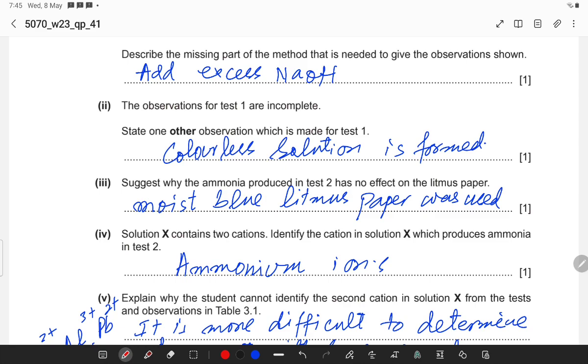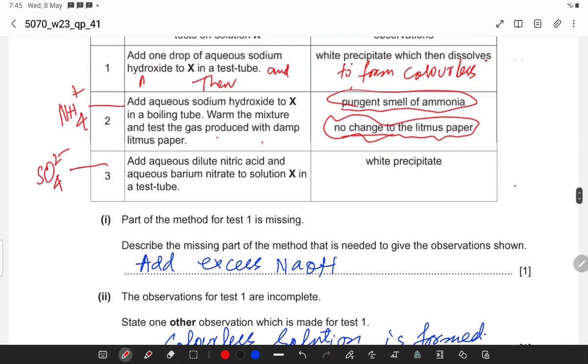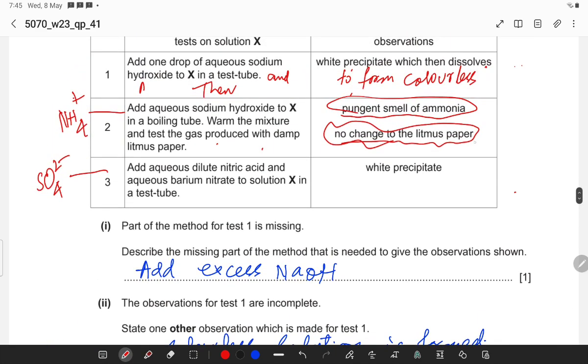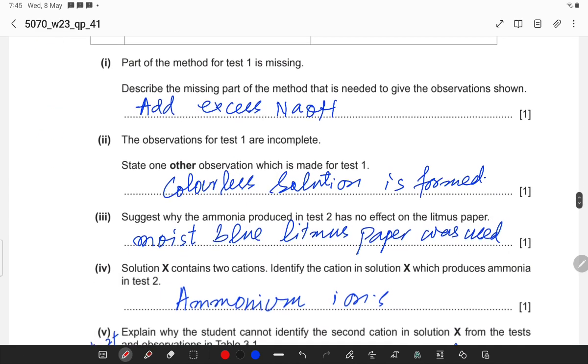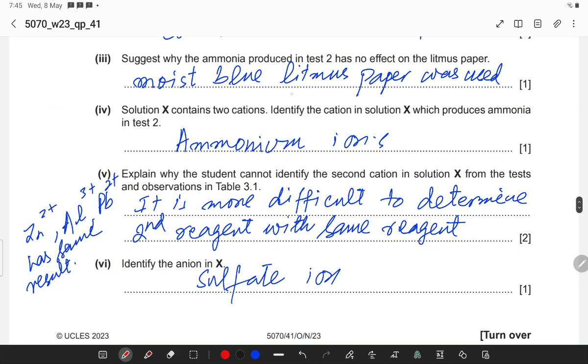Moist blue litmus paper should be used. So there is no change to the litmus paper. It means the litmus paper is not wet or moist, because, as I told you earlier, alkalinity and acidity need water. So here water is missing. Moist blue litmus paper should be used.